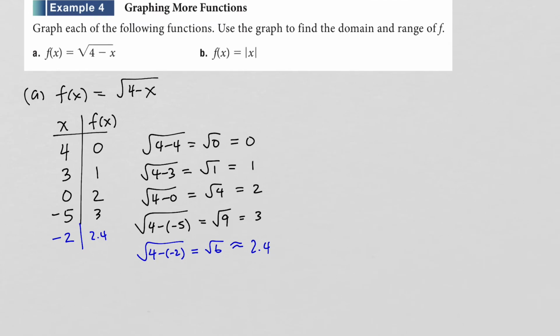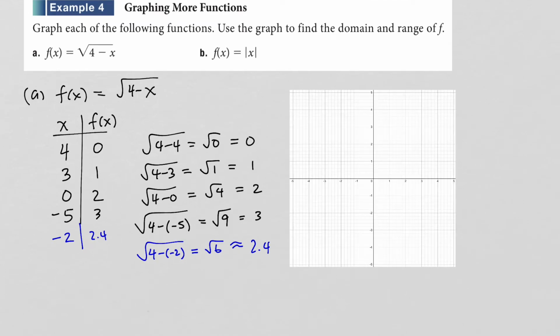So now let's go ahead and sketch a graph here. Starting with the first point, we have the point 4, 0, which is right there. Then we have the point x equals 3, y equals 1. And then the point x equals 0, y equals 2. And finally, we have the point x equals negative 5 and y equals 3. And just for good measure, x equals negative 2, y equals 2.4 would have been right about there.